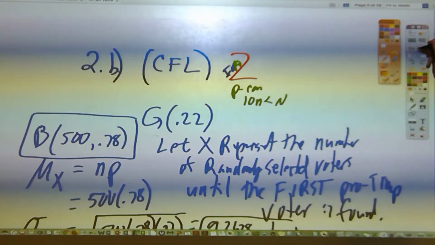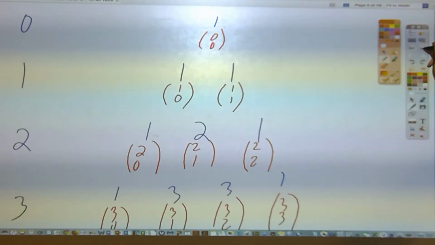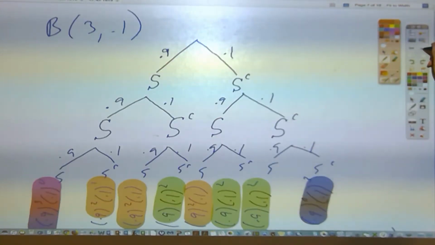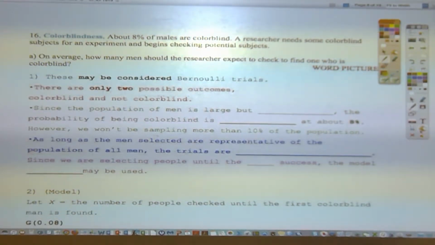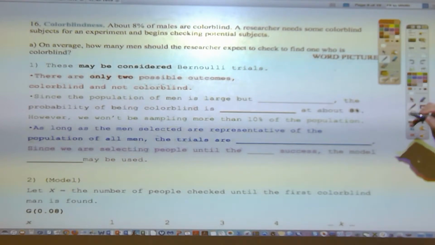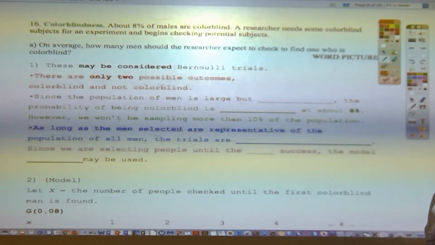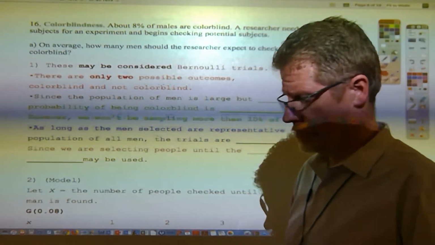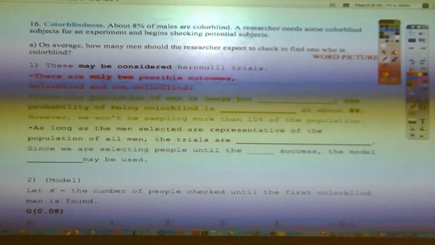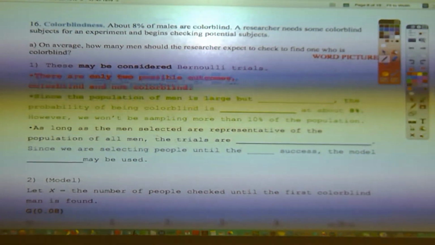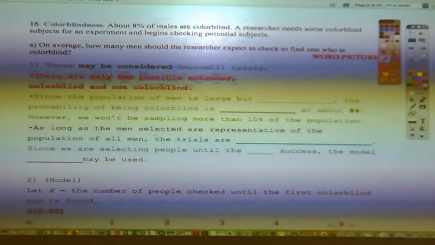Okay, so now you have a practice quiz to do. Let's go to our companion questions here, 2 of 4. The first companion question is color blindness. So please turn to problem 16. Let's jump right in. Alrighty.